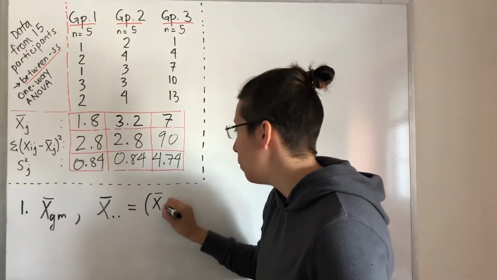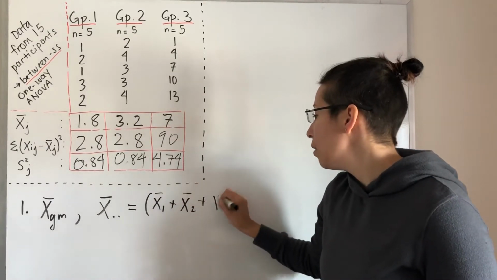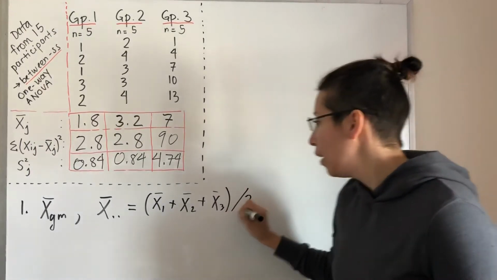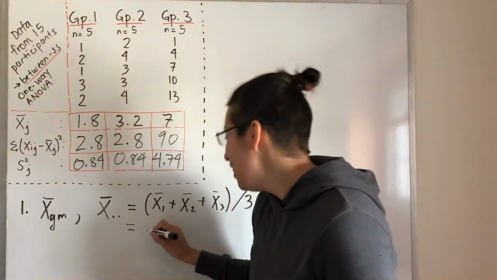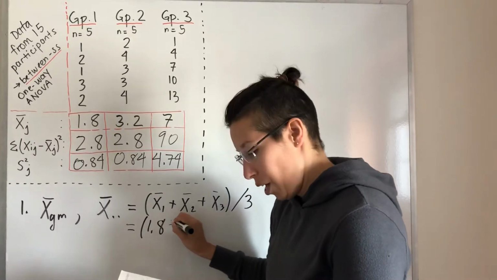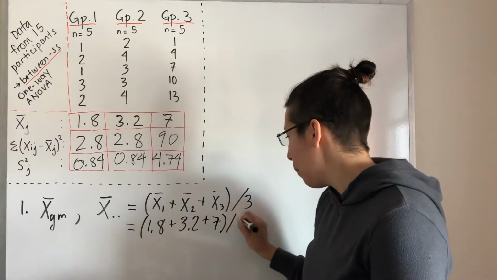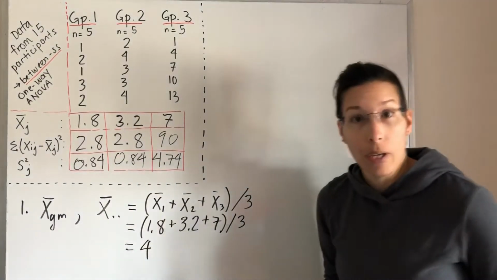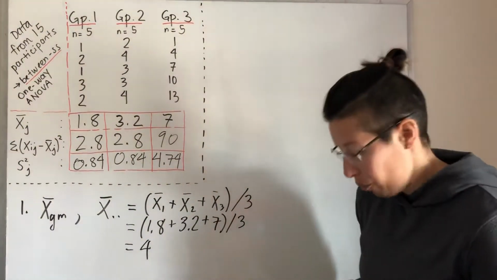So it would be the mean of group 1 plus the mean of group 2 plus the mean of group 3. I'd be dividing that by 3, and so that is equal to, I know you know how to find a mean, it's just nice to show every step. All right, so 1.8 plus 3.2 plus 7, and we're going to divide that by 3. And again, if I hadn't made any mistakes, I get 4. Don't know what you get, but we'll just go with 4 for now for the concept.